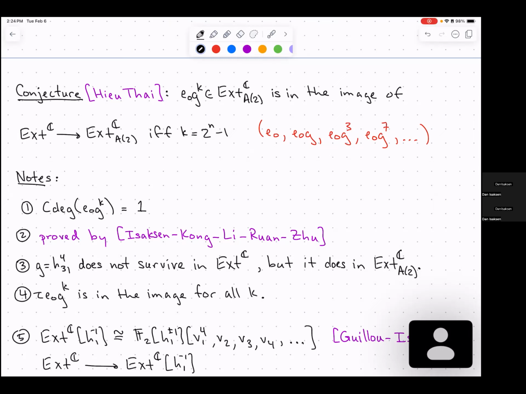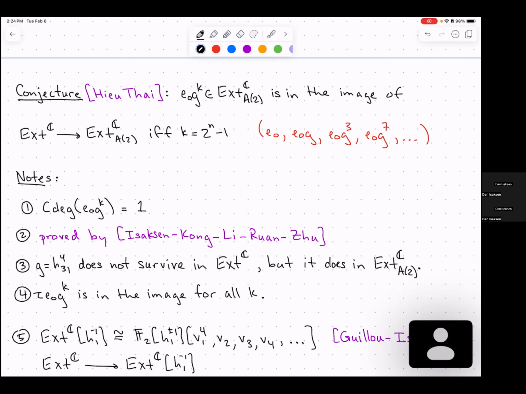Okay, so you can take the element e0 g^k in the cohomology of A(2). That's a totally standard element in the Adams E2 page for tmf, totally natural, obviously, and I mean it in a motivic sense, not in a classical sense. Okay, so that element e0 g^k is in the image of the map from the Adams spectral sequence for the sphere.